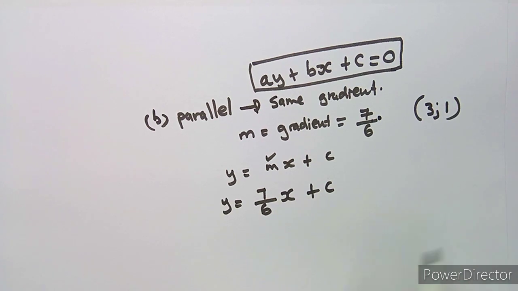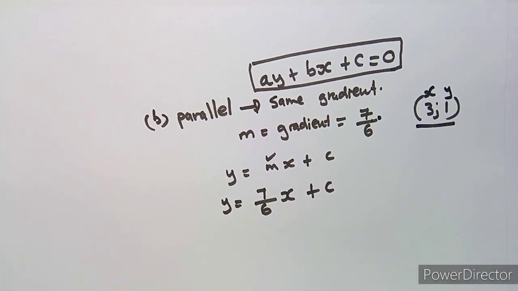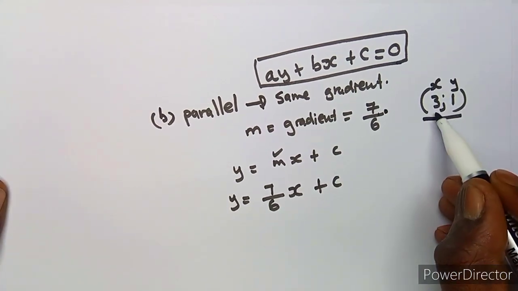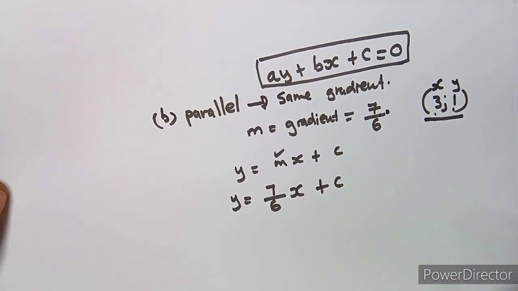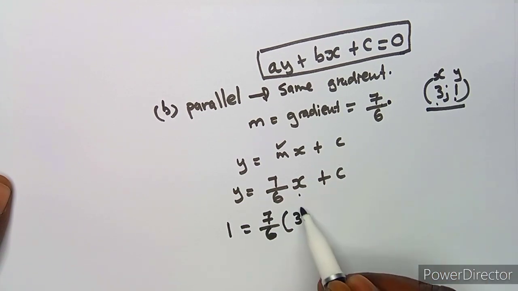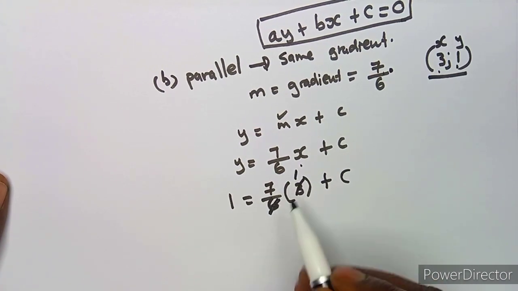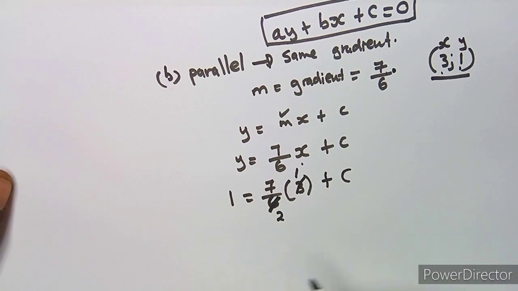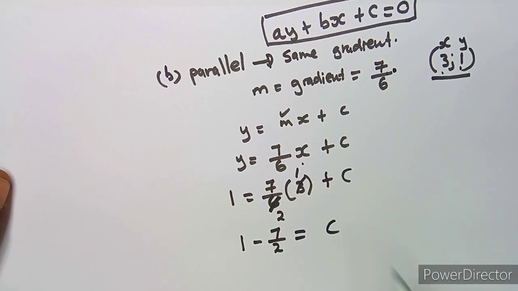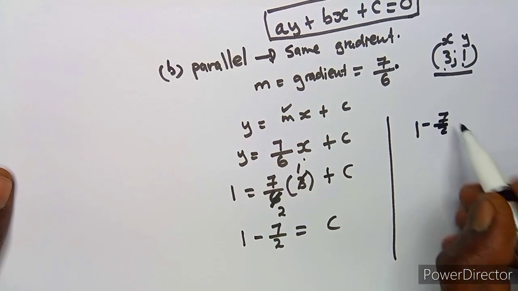All right, then what I'm going to do is to calculate the value of c using this point that I'm given, because this is x and this is y. So in place of x, I'm going to substitute 3. In place of y, I'm going to substitute 1. So 1 in place of y is equal to 7 over 6 times x, and in place of x I substitute 3, plus c. So let's see, guys, here 3 into 3 is 1, 3 into 6 is 2, so you're going to be left with 7 over 2. So 1 minus 7 over 2 is equal to c. So how can I find c, guys? I'm subtracting. How do you subtract 1 minus 7 over 2? The denominator is 2.